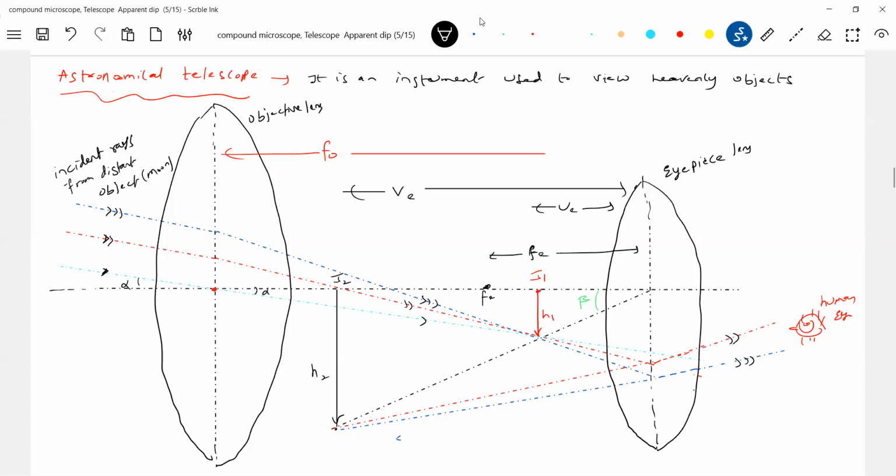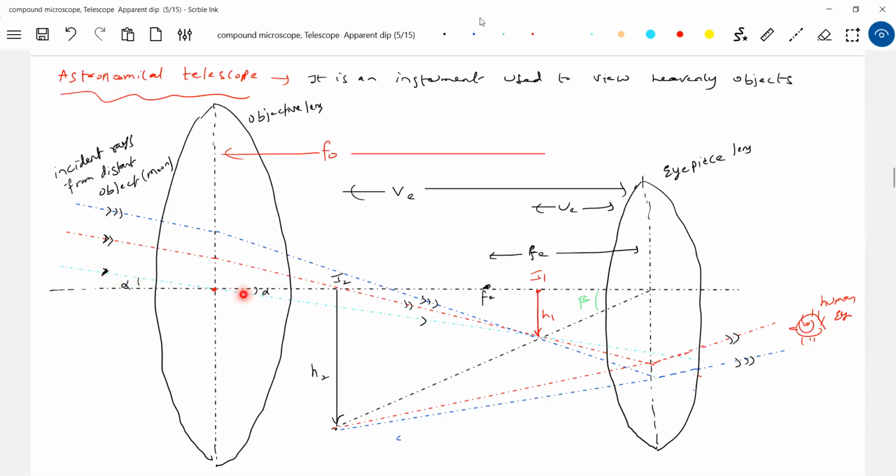First, how to define the magnifying power? That's the same definition. The magnifying power for a telescope is defined as the ratio of the angle subtended at the eye by the image to the angle subtended at the unaided eye by the object. Meaning if these two lenses were not there, what is the direction of that angle of incidence? That's why I took the blue color ray.